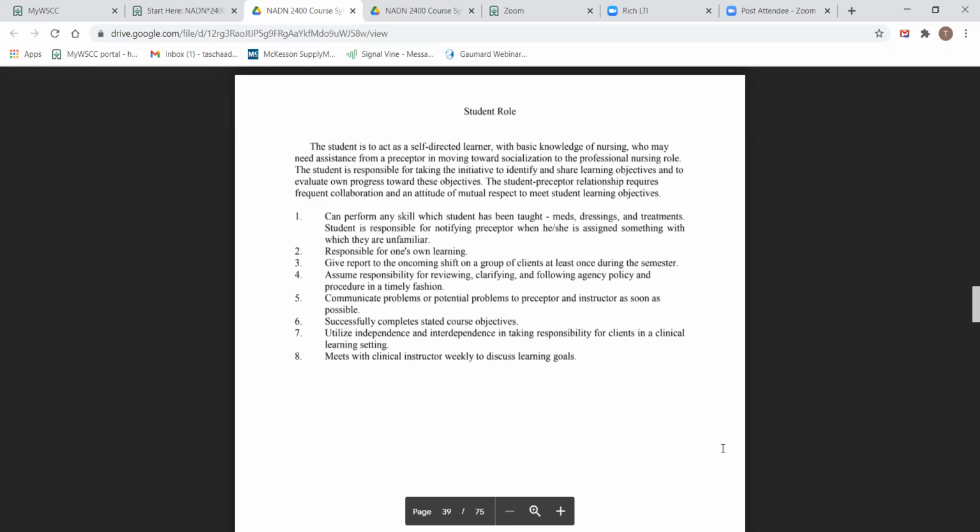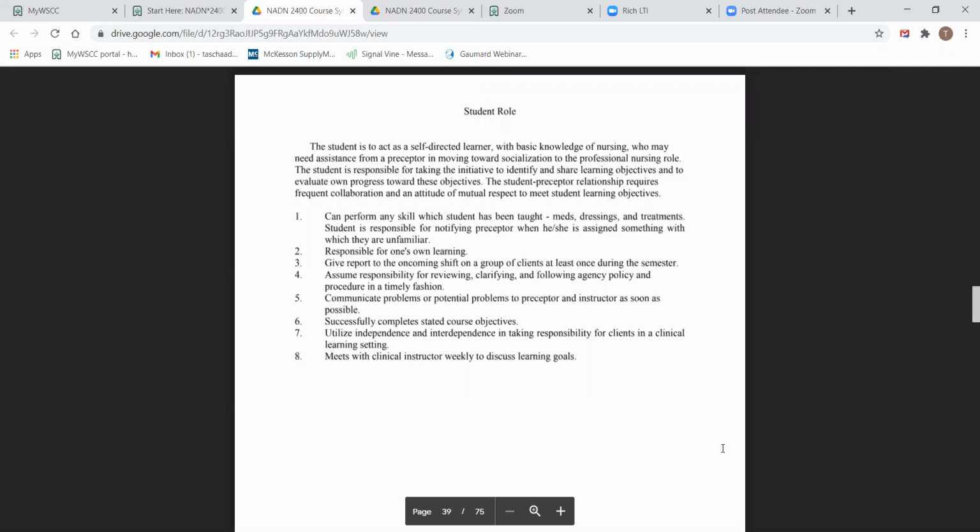Be responsible for your own learning this semester. Assume responsibility for reviewing, clarifying, and following agency policies and procedures in a timely fashion. Communicate problems or potential problems to the preceptor and instructor as soon as possible. Successfully complete stated learning objectives. Utilize independence and interdependence in taking responsibility for clients in a clinical learning setting, and meet with your clinical instructor weekly to discuss your learning goals.